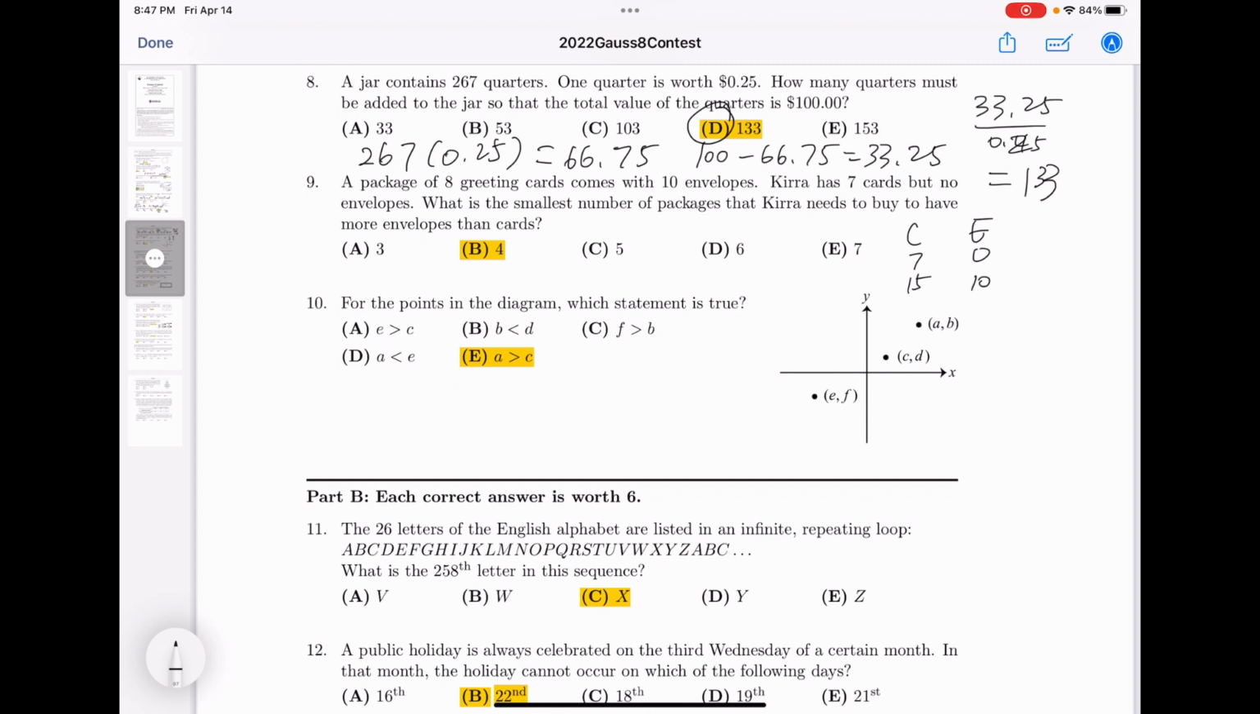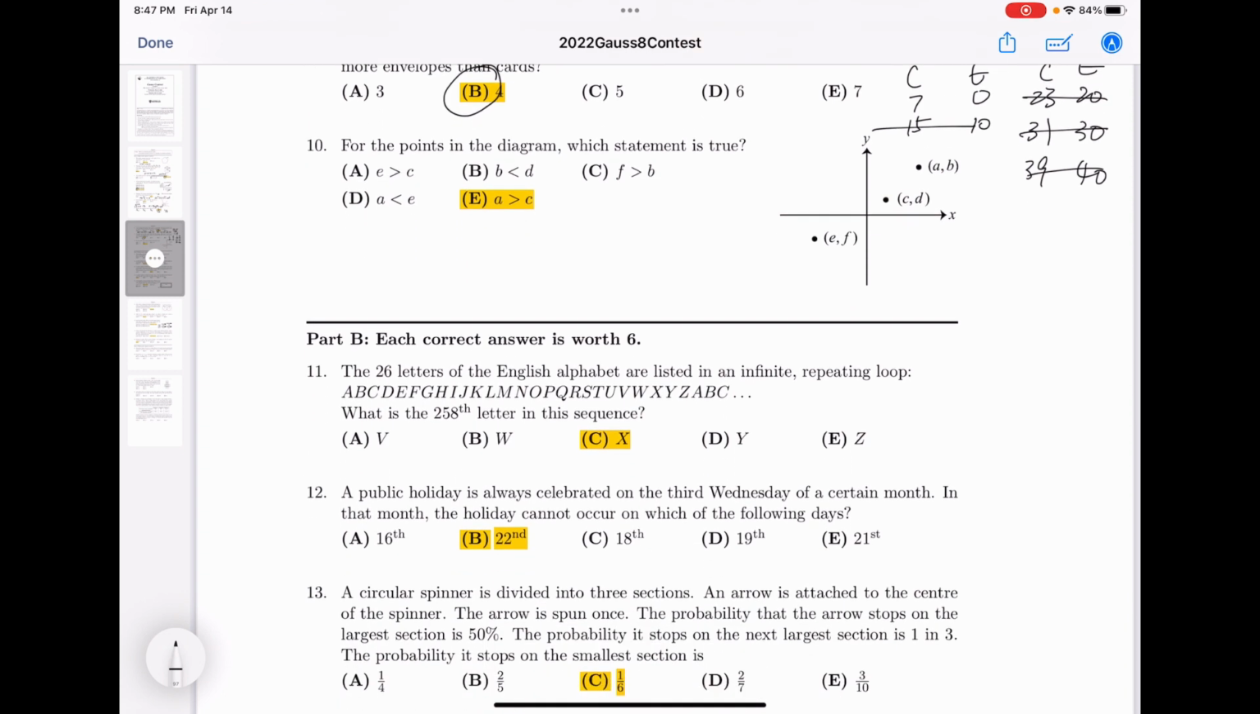And if she buys another package, she would have 23 cards and 20 envelopes, and another package would give her 31 cards and 30 envelopes, which is very close. So if we buy another package, we would have 39 cards and 40 envelopes. And from that, we know that we need to buy 4 packages.